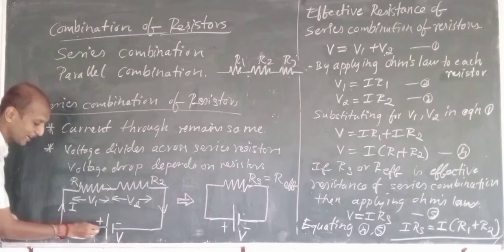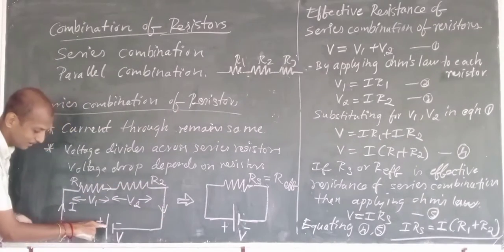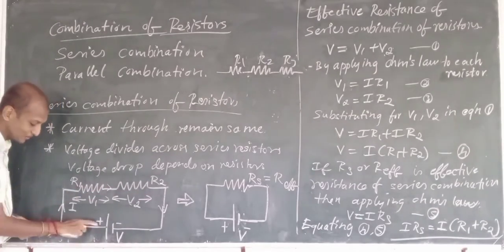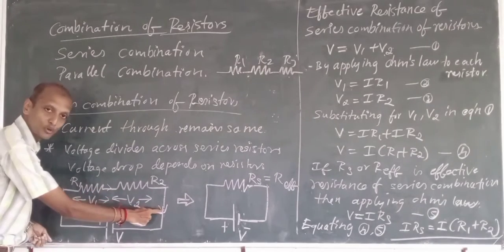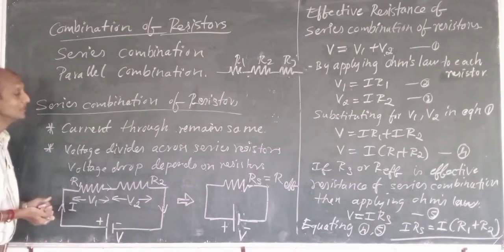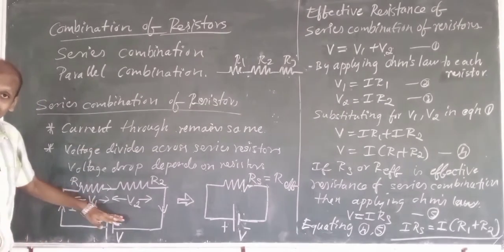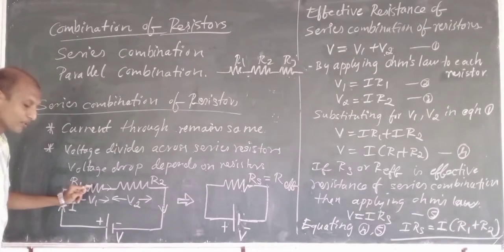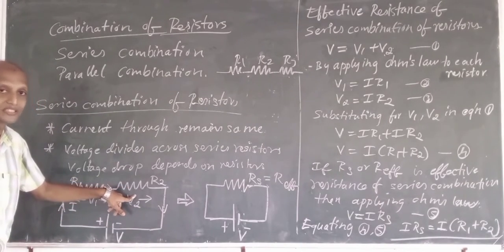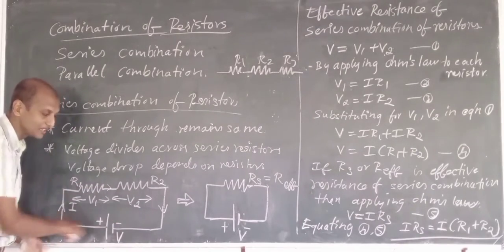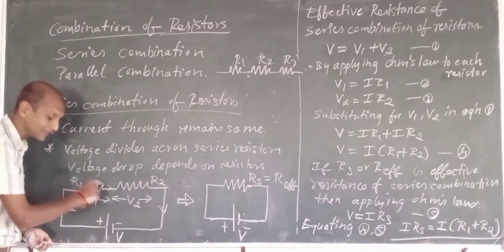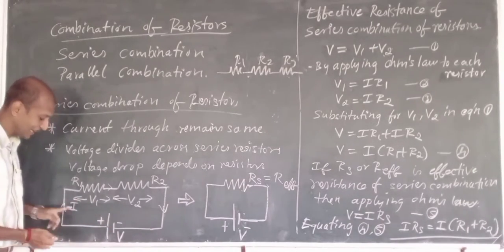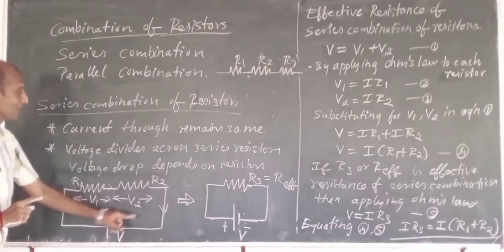Here I have only one path for the current, so the current remains the same throughout the circuit. Here I have I, here also it will be I, here also I, circulating like this. Whenever resistances are connected in series, the current through the series combination remains the same. The current which flows through R1 is the same as the current which flows through R2. So I have only one current, that is I.